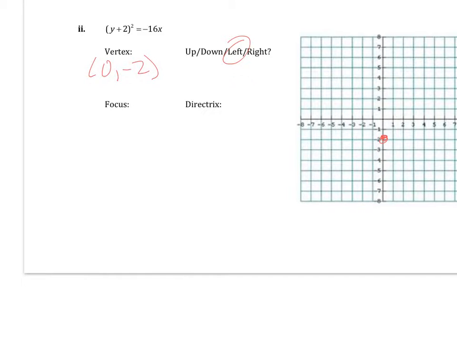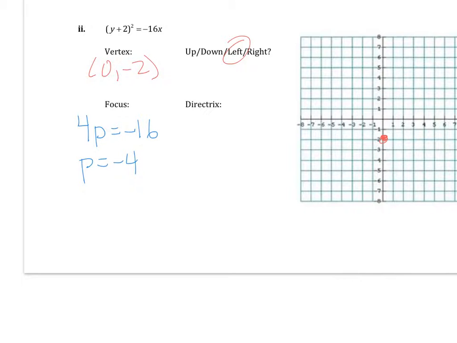And we're opening left. Okay, so our focus, again, we're going to use that 4p value. 4p is negative 16, so p is negative 4. So this is telling us that our focus is negative 4 units from our vertex. So that means 4 units to the left of our vertex.